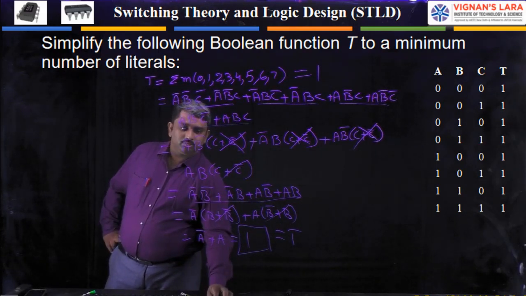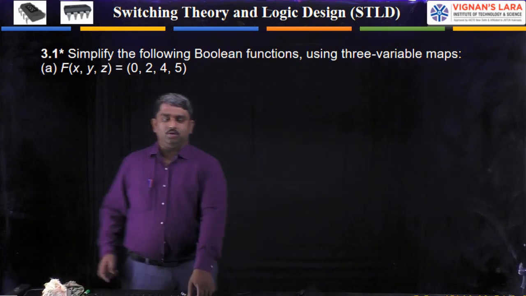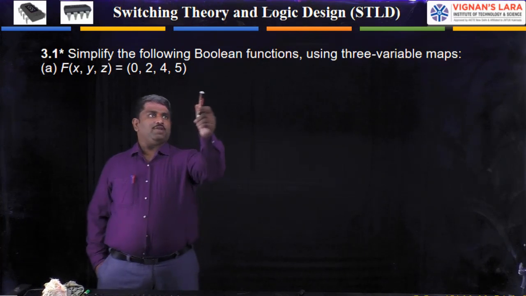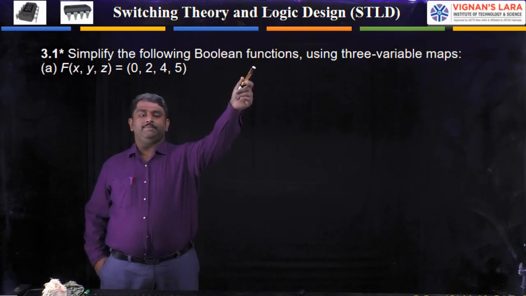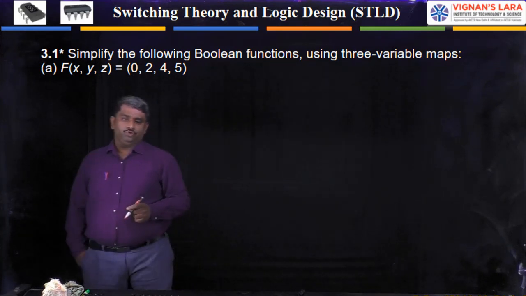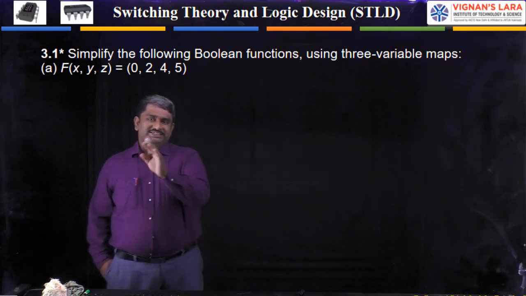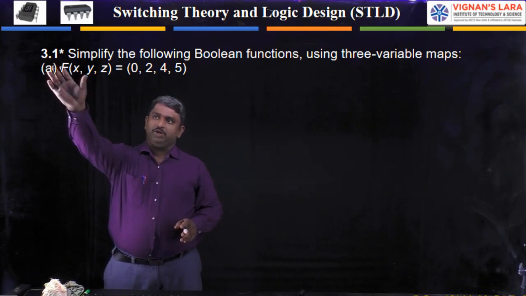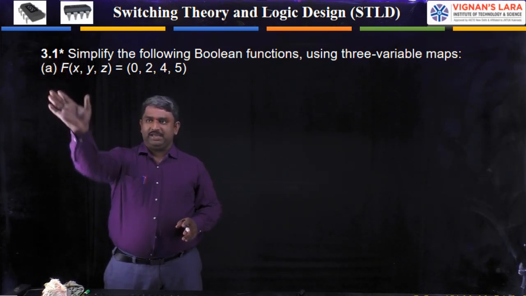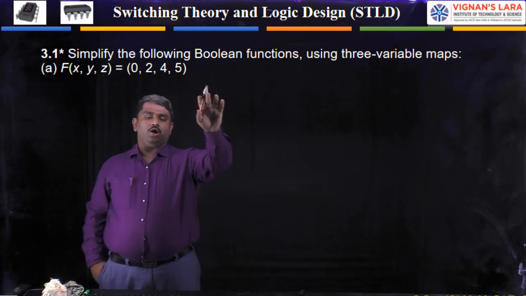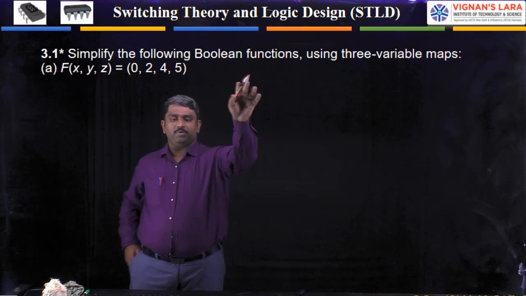Okay, students. Coming to the next problem: simplify the following Boolean expression using three-variable maps, f of xyz is equal to sigma m of 0, 2, 4, 5. Okay, from the digital design Morris Mano textbook, I have taken this problem. This is 3.1, and in this 3.1 we have four problems, A, B, C, D. Almost all seem to be f of xyz is equal to sigma of 0, 2, 4, 5.